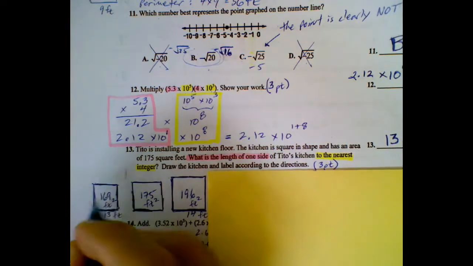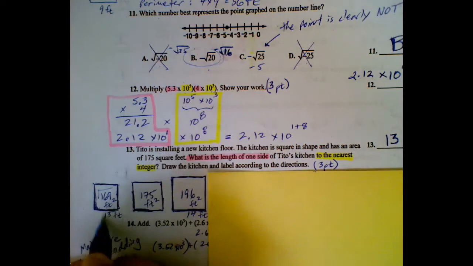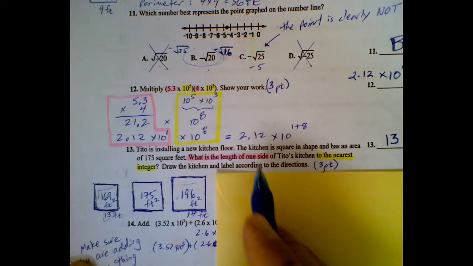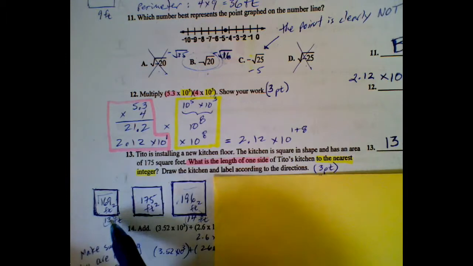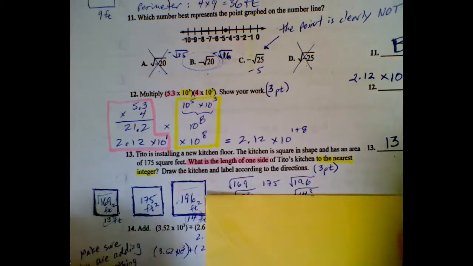And when you take the square root of 169, you get 13. When you take the square root of 196, you get 14. Well, 175 is clearly closer to 169. So the length of one side to the nearest integer, 13 feet.